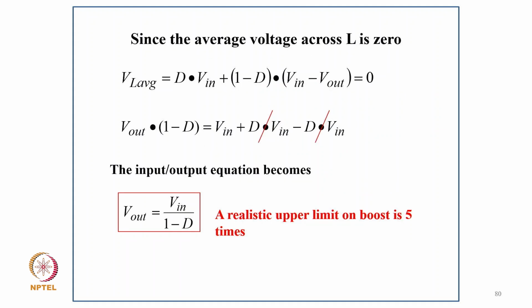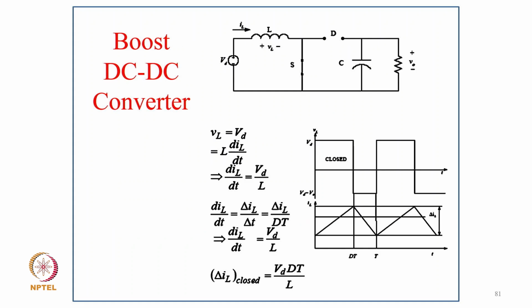Now coming to the average voltage across the inductor, which is 0: VL average equals D·Vin plus (1 - D)(Vin - Vout) equals 0. Solving gives Vout(1 - D) = Vin. So the input-output equation becomes Vout = Vin/(1 - D). A realistic upper limit for the boost is about 5 times.